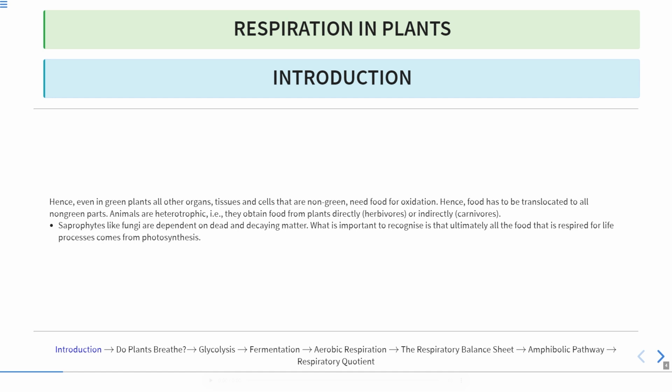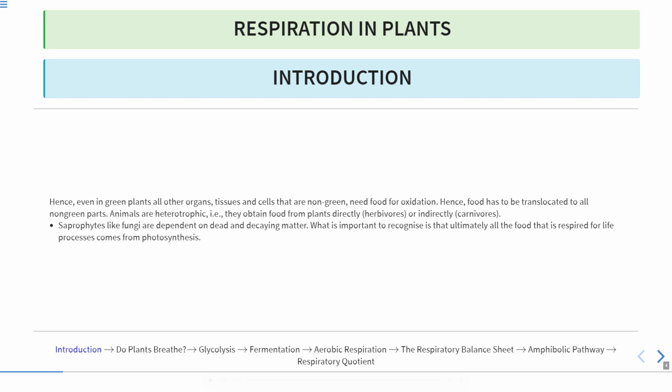Indirectly means some of the animals are eating other animals, like herbivores. Carnivore animals are eating the herbivores, and herbivore animals are getting energy or taking food from the green plants. So indirectly, the carnivores are dependent upon the plants, because if the herbivores are not getting plants, then there will be no herbivores and these carnivores will not get food. So indirectly they are again dependent upon the plants only.